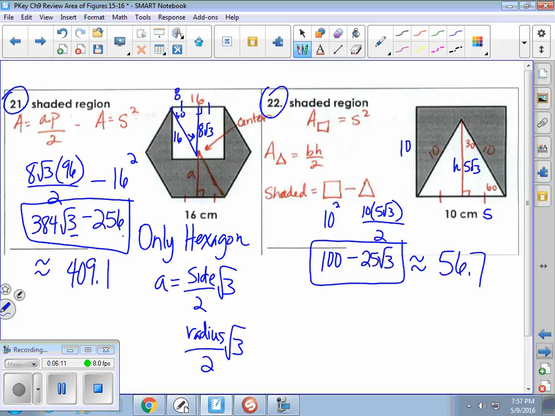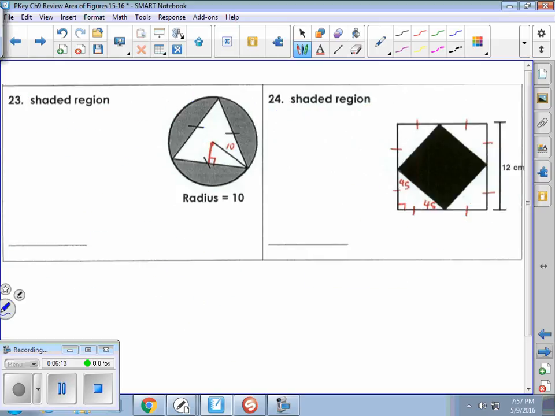22 is also test like. 23 is test like. You will definitely see some type of equilateral triangle. So they gave us the radius. Fact that you need to know with the equilateral triangle.